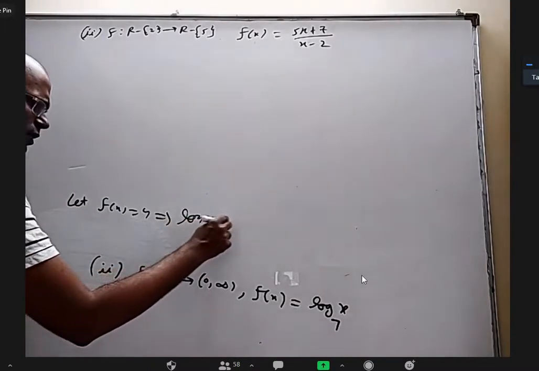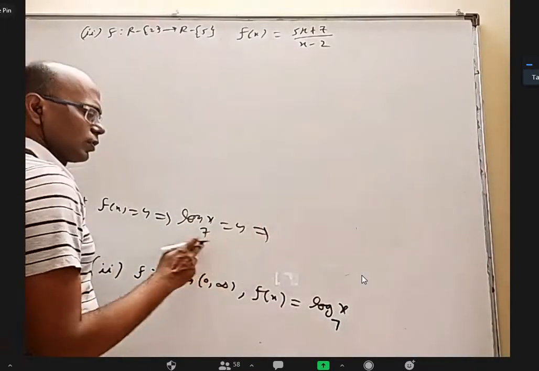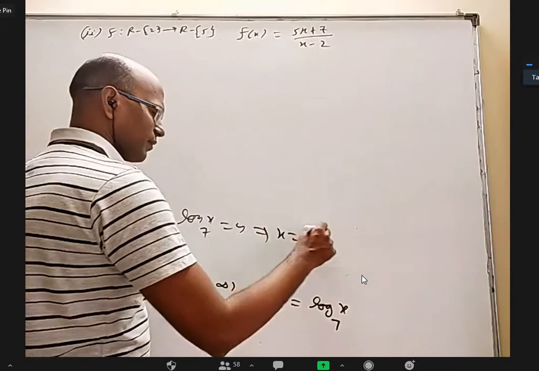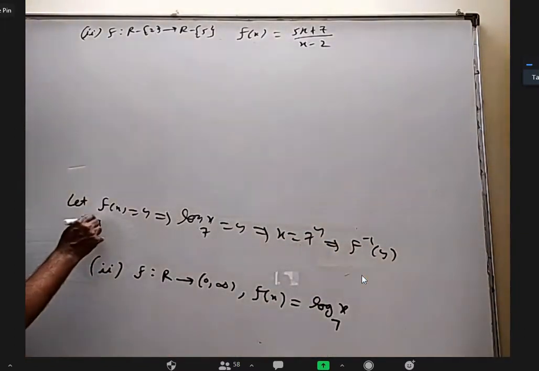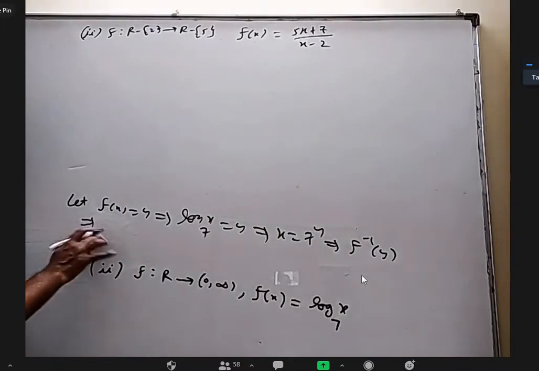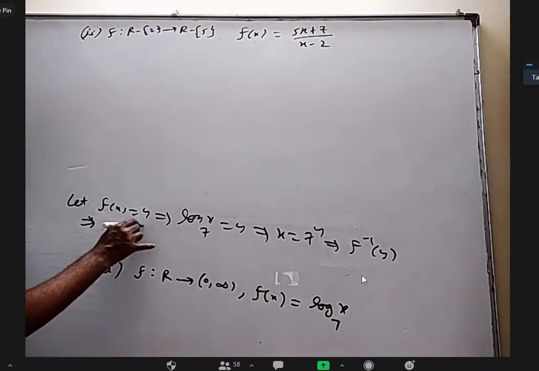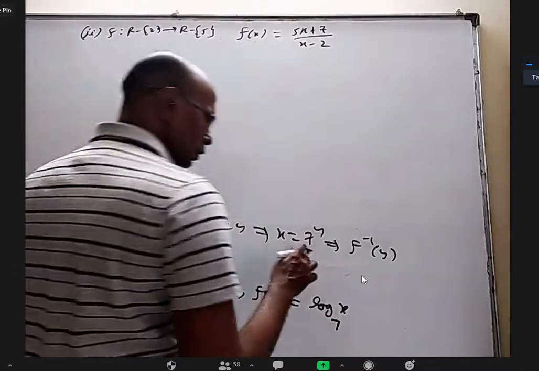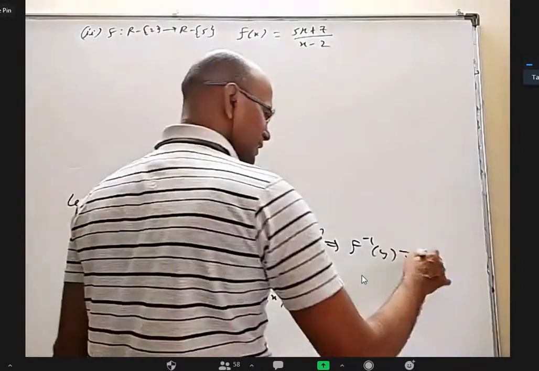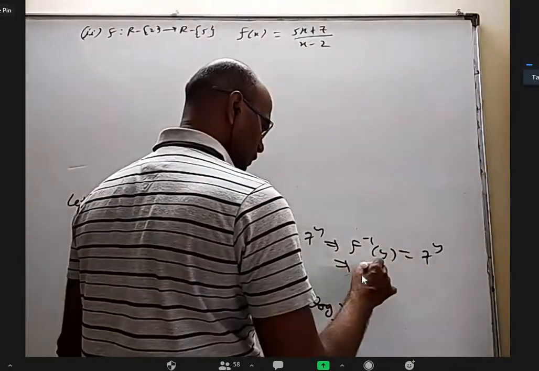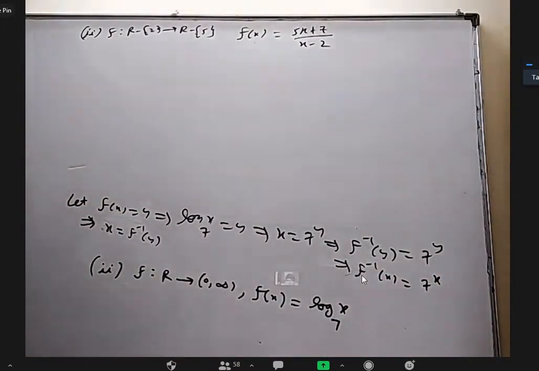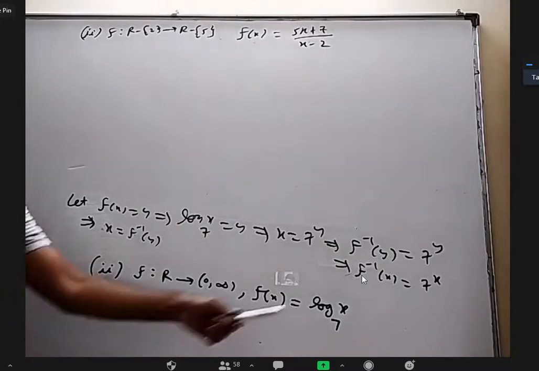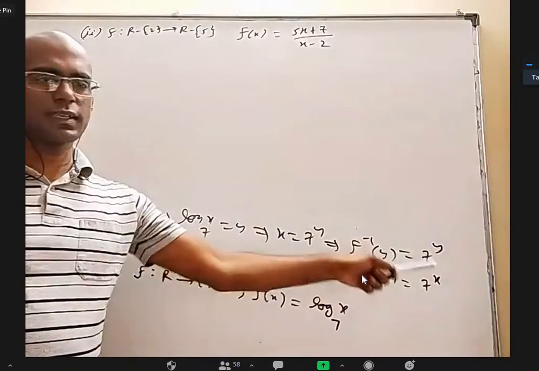Coming to the second one, as usual, let f of x equal to y, which implies log x base 7 is y. According to log definition, x is equal to 7 power y, and x is f inverse y. So f inverse y is 7 power y. So you'll get f inverse x is 7 power x. Okay, so for log x base 7, the inverse function is 7 power x.